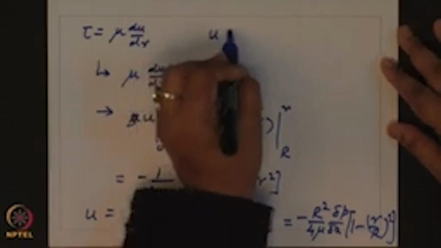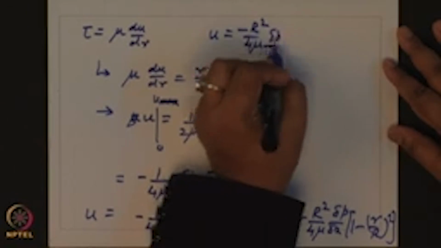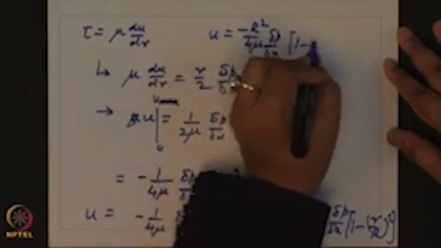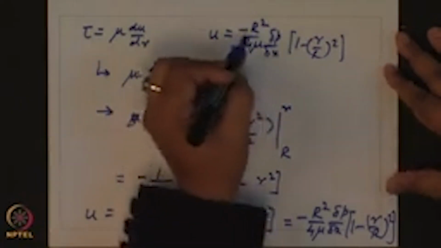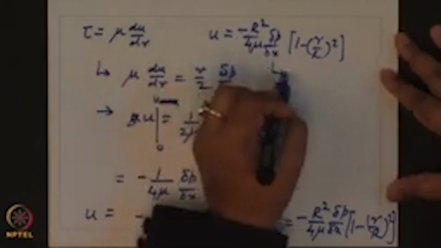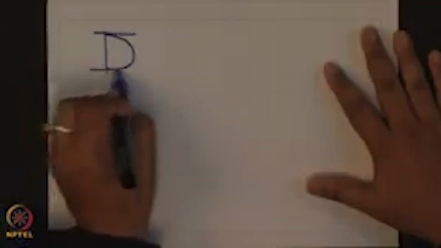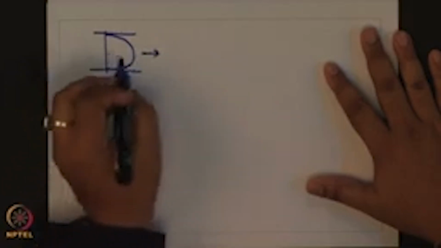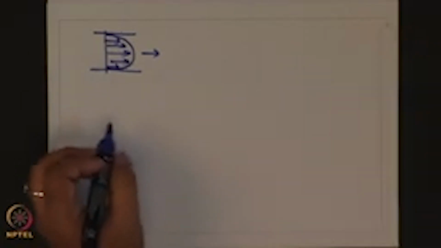Let me write down the equation here: u is minus R square by 4 mu into del p del x into 1 minus r by R whole square. There is a minus sign here for the simple reason that del p del x is negative, so negative into negative is positive. If we plot the velocity profile, it would be something like this. This is your pipe, this is the direction of flow, you have maximum velocity here. So, this velocity profile is parabolic in nature.